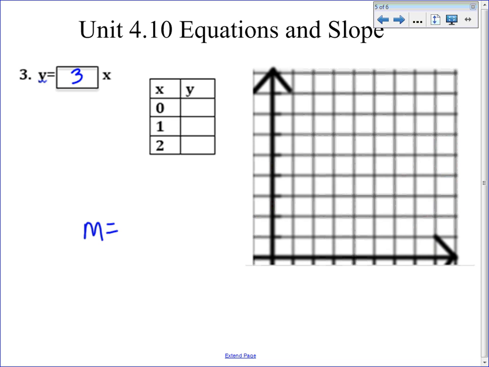Now you should be able to cheat based off of what we just learned to find a slope right off the bat. But I want you to connect the dots between all three. So go ahead and do all three, and we'll talk about it tomorrow. Good luck.